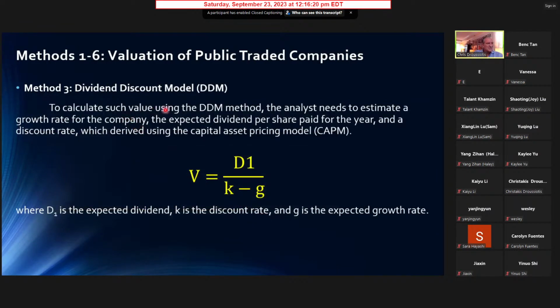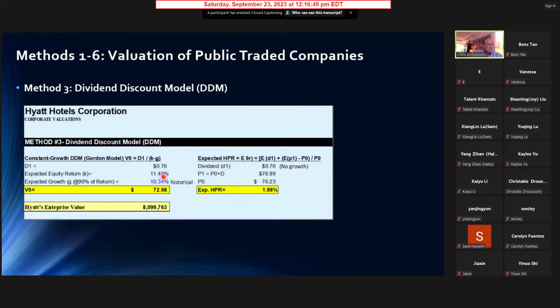Method 3 is called the dividend discount model. It's not the best method by far. It works when the company pays dividends. You put the dividend, the 76 cents mentioned, divided by the expectation adjusted for growth, so that's minus G. You don't use that method if the company doesn't pay dividends. This is purely you buy the company based on the dividends. And if I do that for Hyatt, it puts this company at $73. I'm going to have a table later to show you everything.